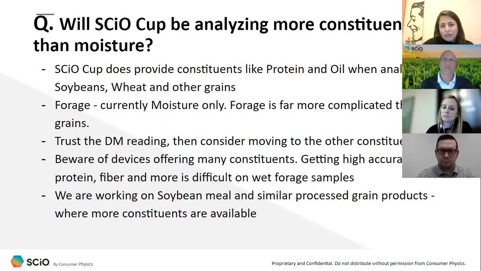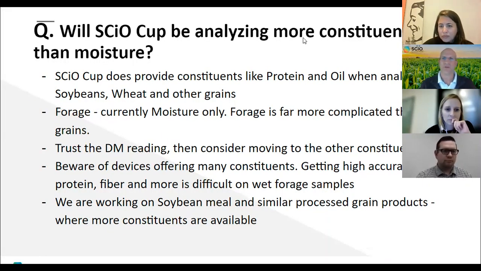First of all, just to make it clear, SCiO cup, as I said, is being used to analyze all kinds of materials, forage as well as grains and other stuff. And it can definitely analyze more than just moisture. For example, when we analyze soybeans, we do moisture, protein, and oil. When we analyze wheat and barley, we do moisture and protein, and there are other examples. In forage right now, we do moisture only.